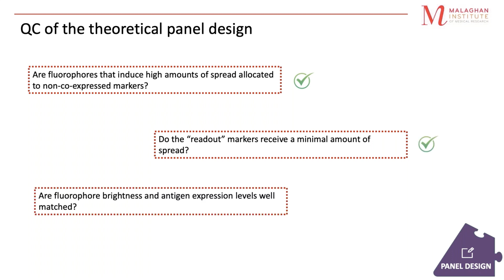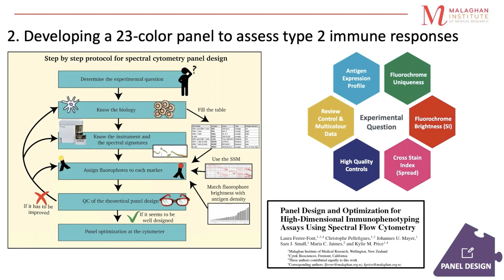Are fluorophore brightness and antigen expression levels well matched? So are we pairing highly expressed markers with dim fluorophores and lowly expressed markers with bright fluorophores? If yes, we are ready to go to the machine. If no, so in case we find potential issues, markers that are available with multiple fluorophores can be swapped out to see if spillover can be reduced. If yes, we are ready to go to panel optimization at the cytometer.